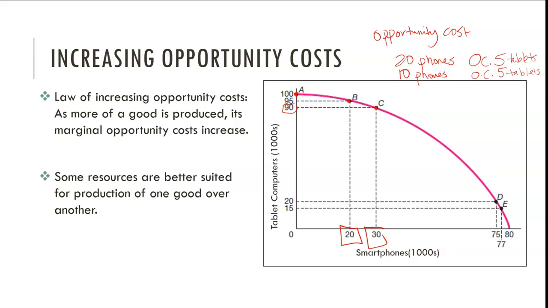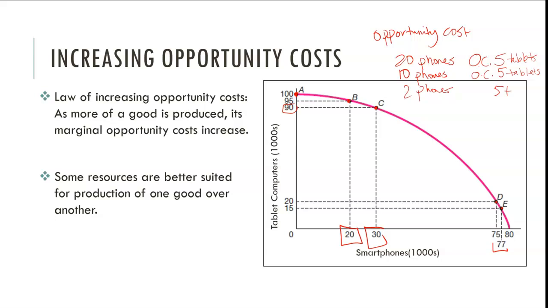So you can see here that we have an increasing opportunity cost. Originally, we had to give up 5 tablets to get 20 phones. Now we have to give up 5 tablets to get 10 more phones. We'll see over here at points D and E, we also have an opportunity cost of 5 tablets. But now we're only getting 2 extra smartphones. So we would say this is the law of increasing opportunity costs. Right, our opportunity costs are going up.